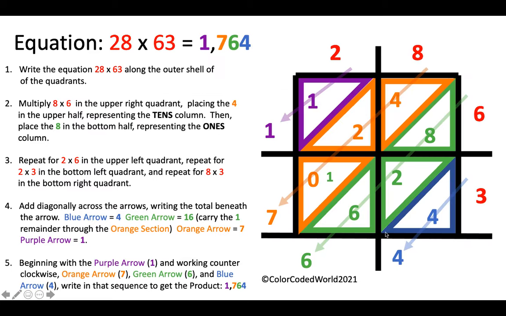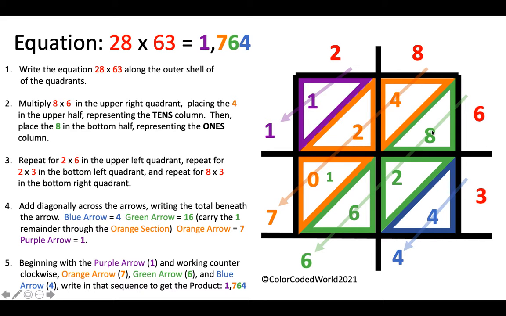Over to the second slide. So this is what I developed later on that evening. The equation I put in is 28 times 63. As you can see here, 28 times 63, it goes along the outer shell of the quadrant. So you have the 2, the 8, the 6, and the 3. We are going to multiply the 8 times 6 in the upper right quadrant is 48. We put the 4 up top because that represents the tens, and the 8 below representing the ones.